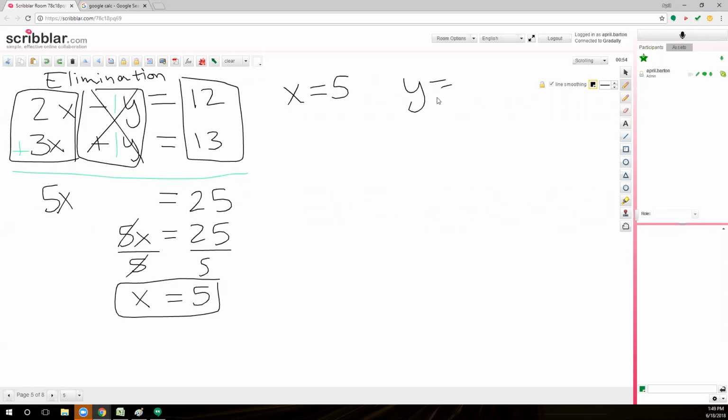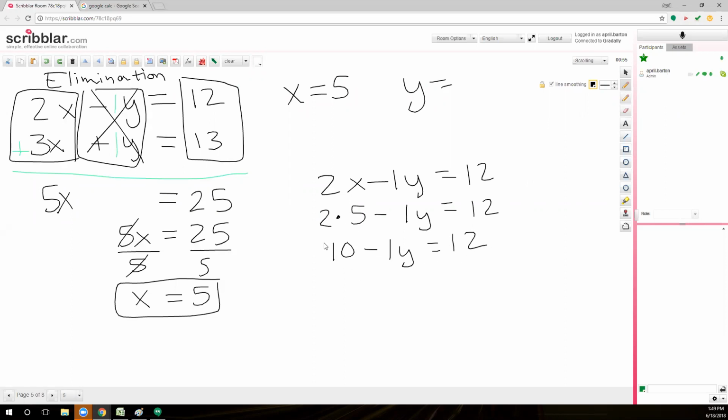To get the y value, now we go back to the original equations we have. I usually just pick the top one. It doesn't matter which one you use. So I'm picking the top one. We found x, so we're going to plug x in. And remember, a number next to a letter is multiply. So 2 multiplied by 5 minus 1y equals 12. And now we have to do solving for this equation. So you do have to simplify first. 2 times 5 is 10.